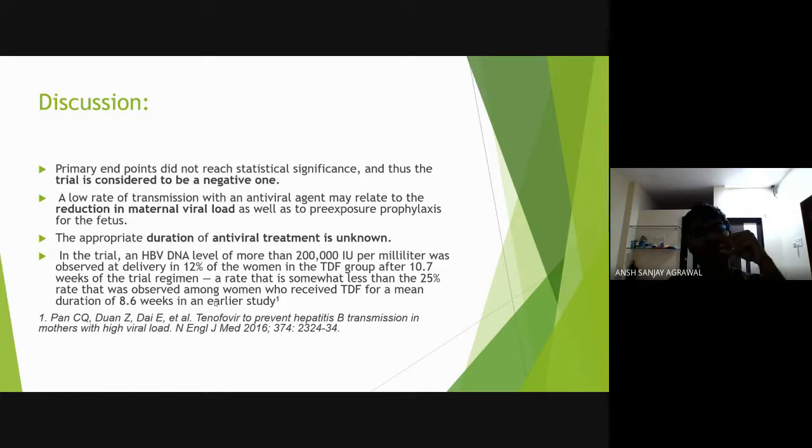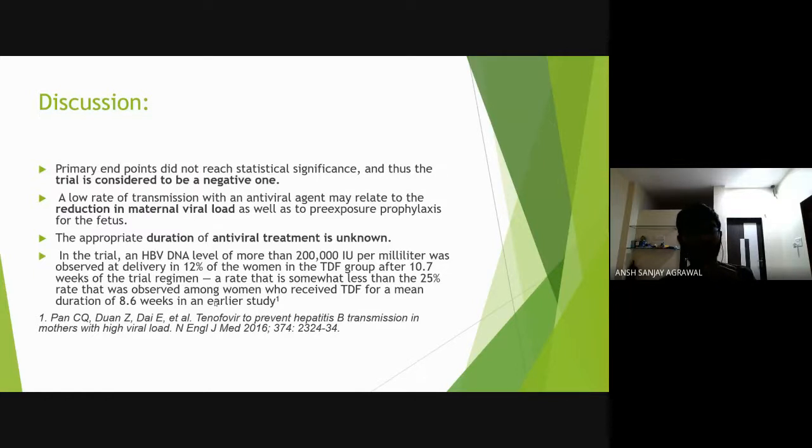One more thing that we can observe is that a low rate of transmission with an antiviral agent may relate to the reduction in maternal viral load, as we saw in the HBV levels, as well as to pre-exposure prophylaxis for the fetus. The appropriate duration of antiviral treatment is unknown. As I already mentioned, there is no very broad consensus among the countries' health organizations on the appropriate antiviral treatment duration to be given to pregnant women to prevent HBV infection in the infants.